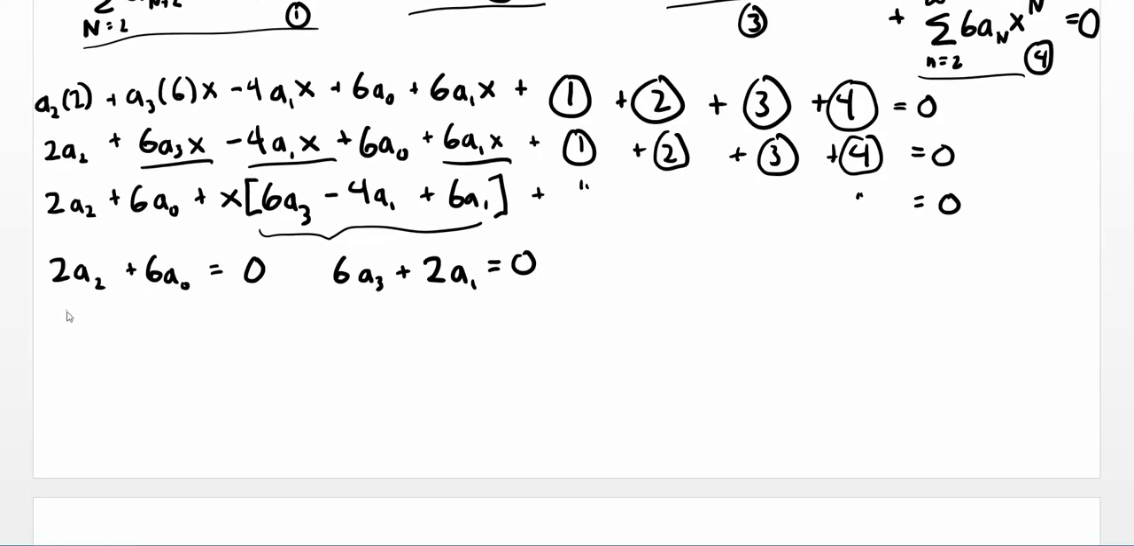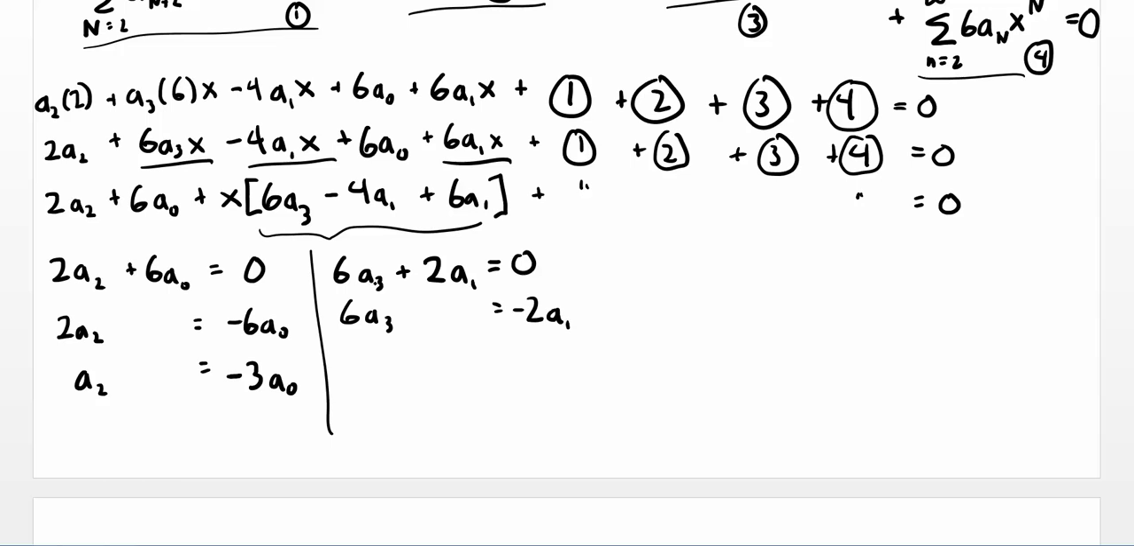We can solve these, and this will tell us 2a2 equals negative 6a0, or a2 equals negative 3a0. The second equation tells us 6a3 equals negative 2a1, which means a3 equals negative 1/3 a1.